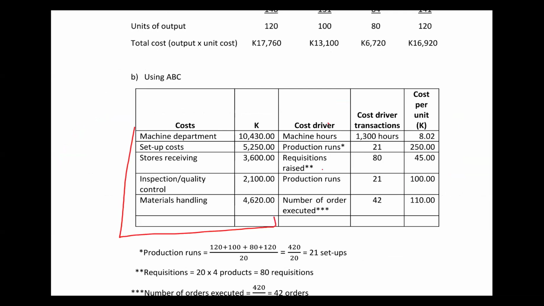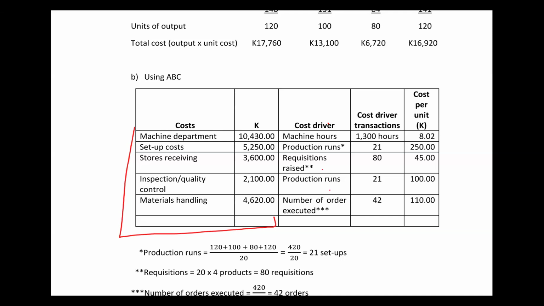Drivers are given down. Now listen. You need a cost driver for each of them. But how do we know these drivers? We need to find the transactions for these drivers. For example, for machine department, they said you should use the machine hours. How many hours were there for the total production? You get what I mean? When it comes to the production runs, setup costs, we are using production runs. How many production runs were there?